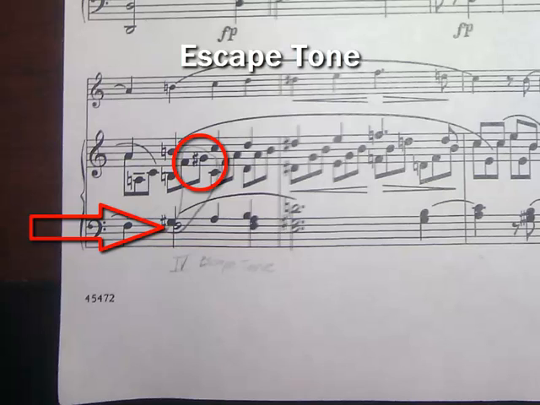This is normally confused with an appoggiatura, which is when a note moves to the non-chord tone by a leap and then goes in the opposite direction by step. It's easy to confuse them. It starts on F, and then it moves up to G sharp, and then moves in the opposite direction down to C, making it an escape tone.